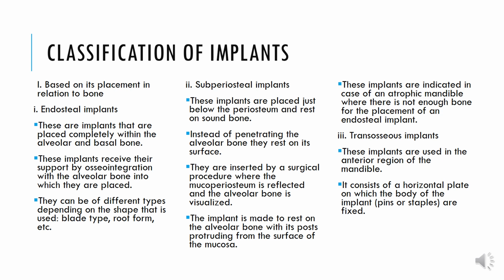These implants are indicated in case of an atrophic mandible where there is not enough bone for the placement of an endosteal implant. Last one is the transosseous implants. These implants are used in the anterior region of the mandible. It consists of a horizontal plate on which the body of the implant are fixed.